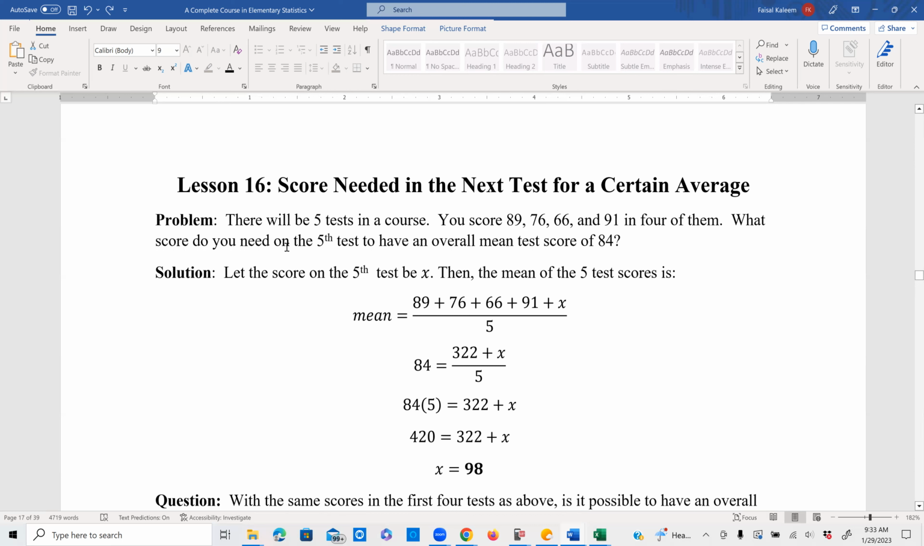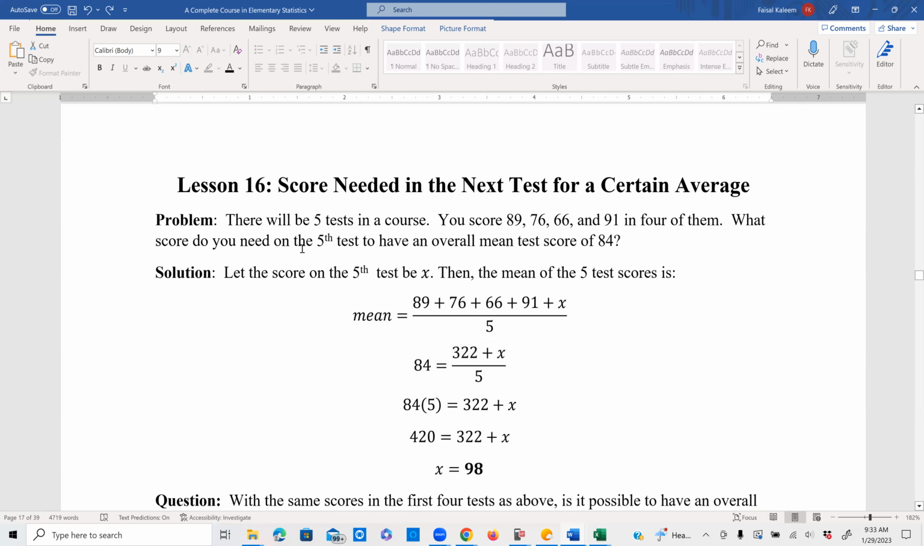So then the overall mean will be obtained by adding the 5 scores, including the X, and dividing by 5. And we want the overall mean to be 84. So 84 equals, and these 4 numbers add to 322, so 322 plus X, divided by 5. Then we solve and we get X is 98.